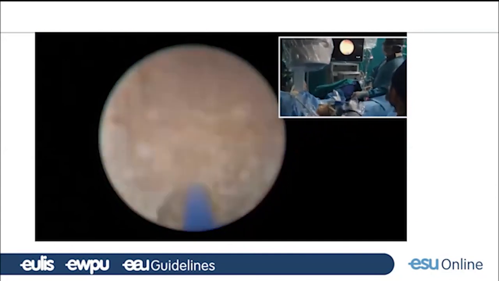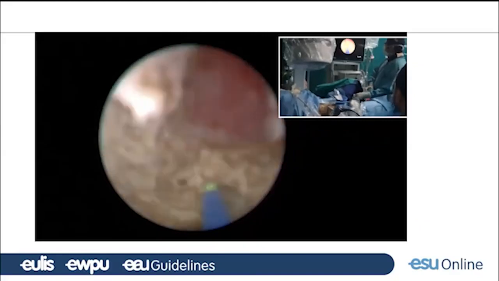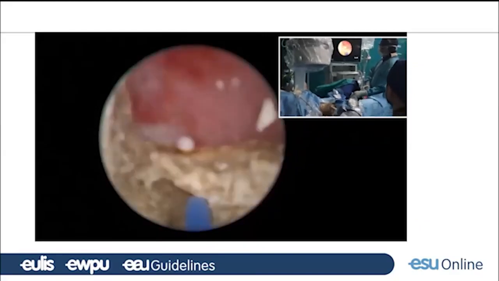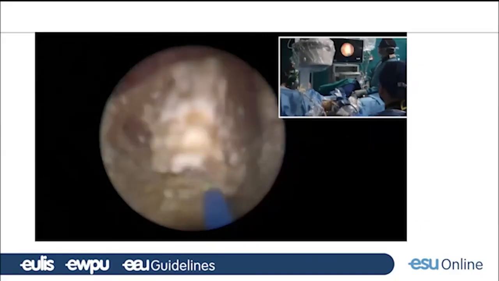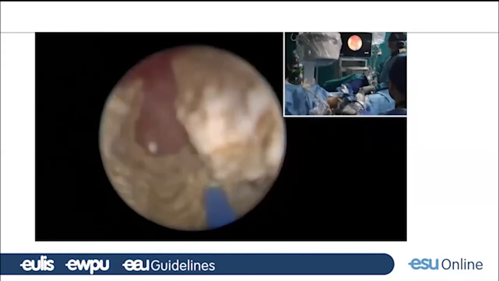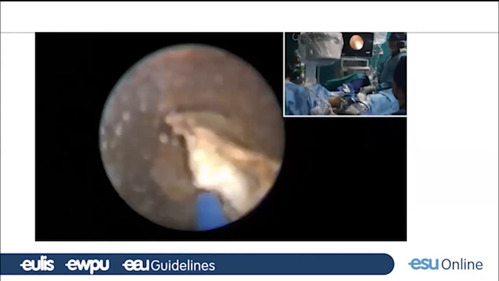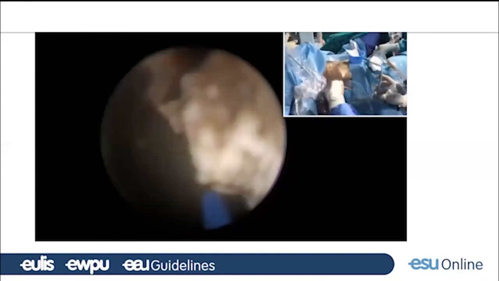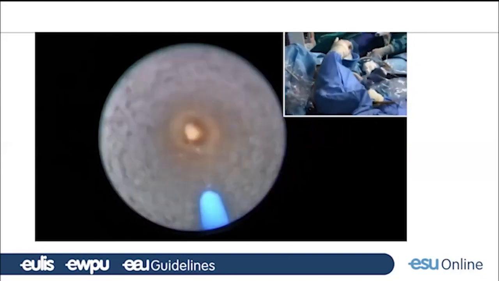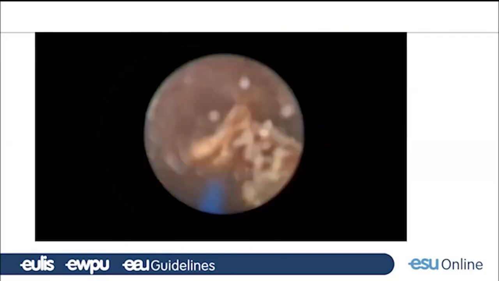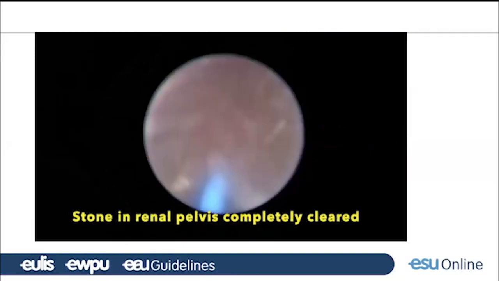Of course, when you do a mini PCNL, one of the major concerns is the elevated intrarenal pressures. However, when you do the operation in supine position, as the direction of the sheath is just parallel to the floor, then the water is evacuated really very fast and easily. Therefore, it also avoids the high intrarenal pressures.